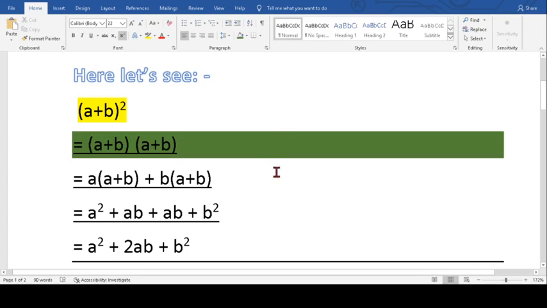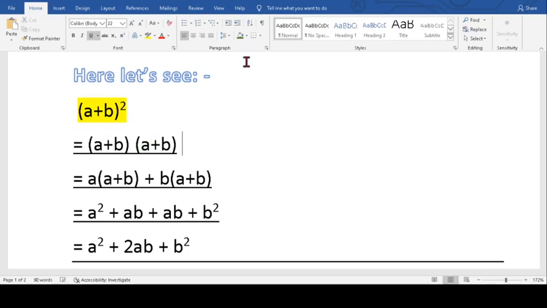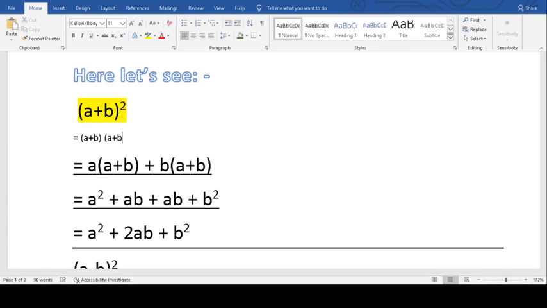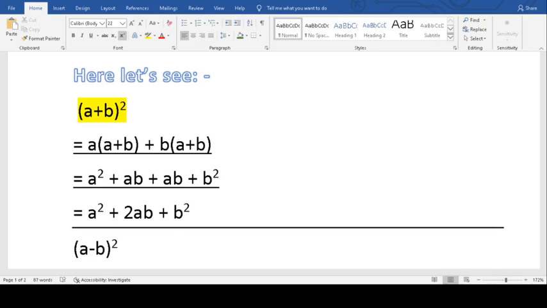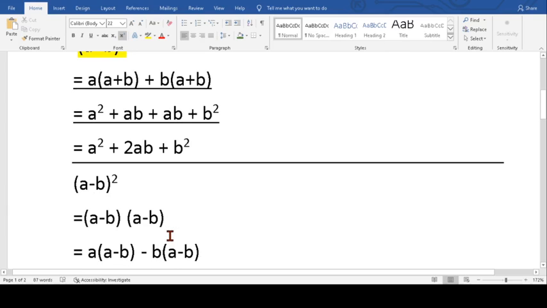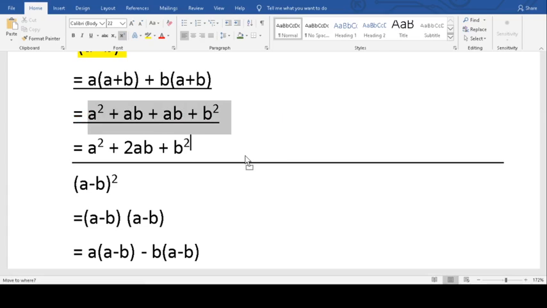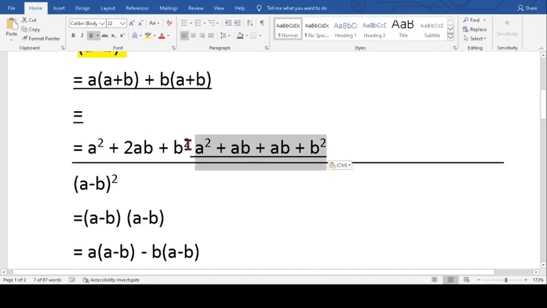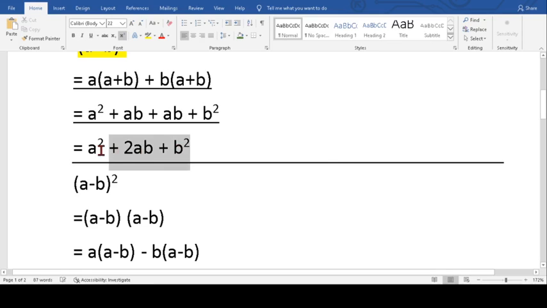In algebra one rule is there, we have to always multiply the signs. That's why plus into plus is plus: a into b, ab, again plus b into a, you can write ba or ab, and plus b into b, that is b square. The like terms ab and ab are added, that's why it is 2ab. So a square plus 2ab plus b square. Hence this is the formula of (a plus b) whole square, and it can be derived in this process.